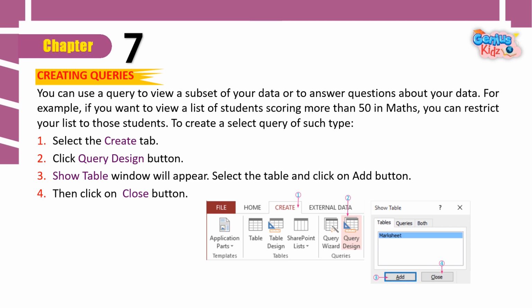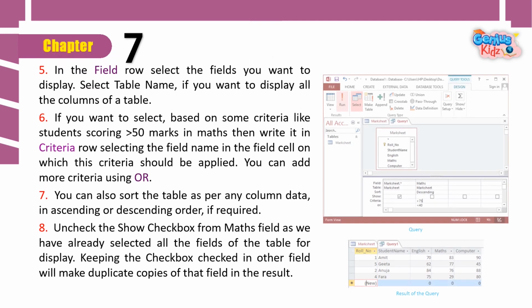3. Show Table window will appear. Select the table and click on Add button. 4. Then click on Close button. 5. In the field row, select the fields you want to display. Select Table Name if you want to display all the columns of a table. 6. If you want to select based on some criteria like students scoring 50 marks in maths, then write it in criteria row, selecting the field name in the field cell on which this criteria should be applied.